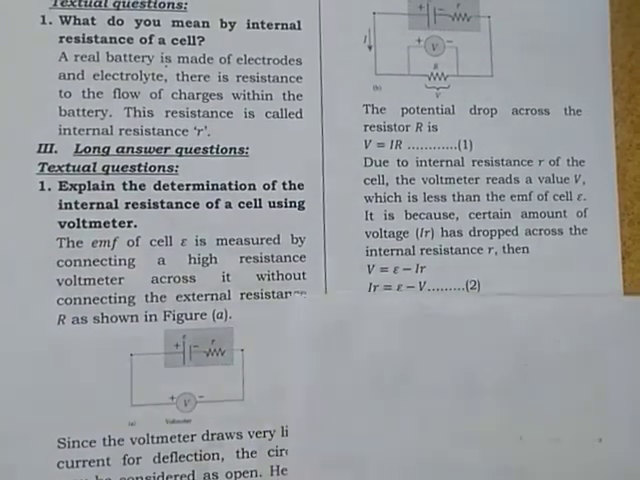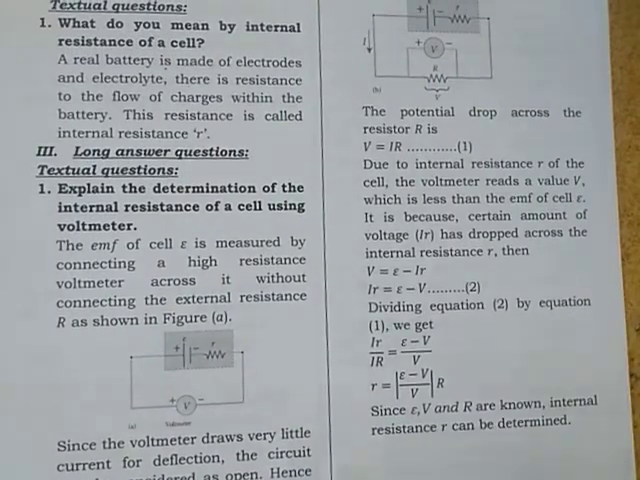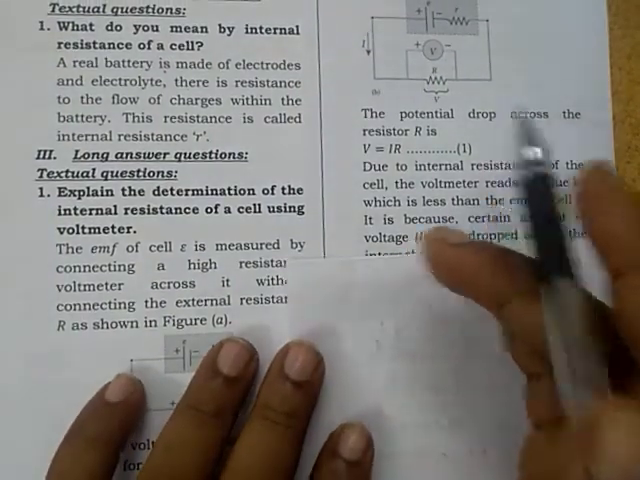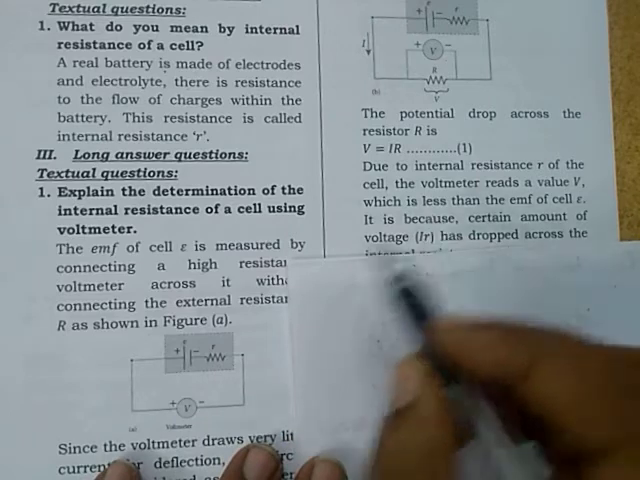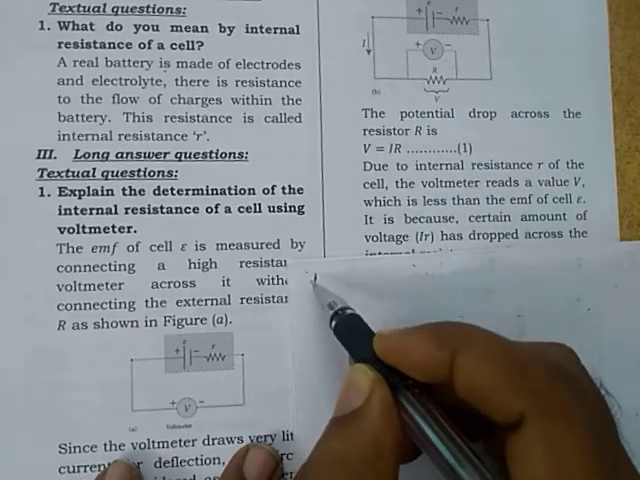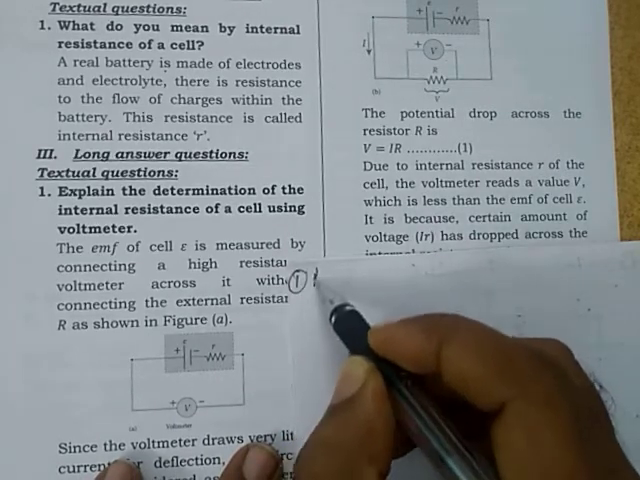To answer this question, we will see what the important things needed are. Internal resistance of the cell using a voltmeter. First long answer.